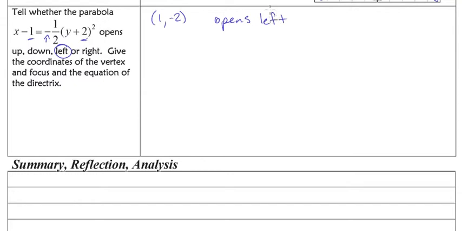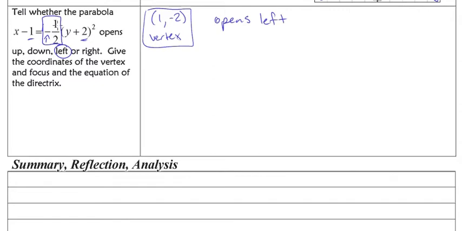All right. Give the coordinates of the vertex. We already got the vertex right here. Next, it opens left, and we need the focus and the equation of the directrix. So what's our value that our y squared is being multiplied by? And so this y plus 2, that's only telling us that it's shifting down 2 spaces.